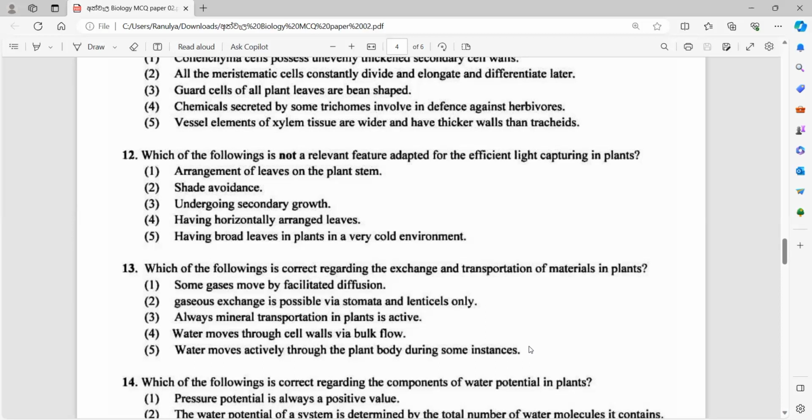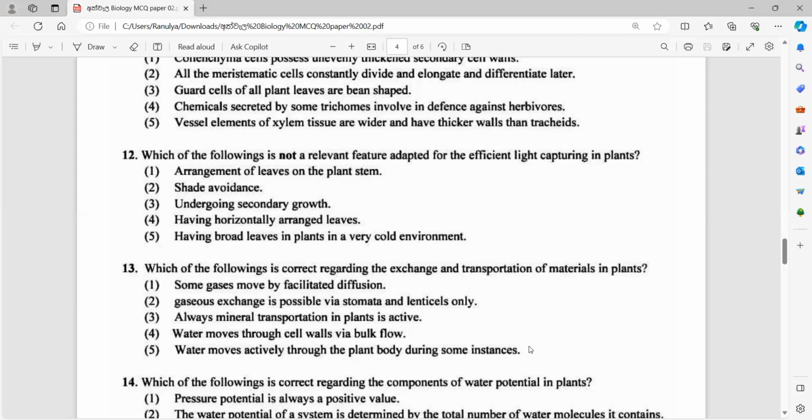Having broad leaves in plants in a very cold environment, that is incorrect, right? A tree in a cold region, there we cannot see broad leaves. Broad leaves can be seen in plants growing in rainforest, right? Plant species that inhabit dry or very cold environments have small leaves, right? So, for the 12th question, the answer should be the 5th answer.